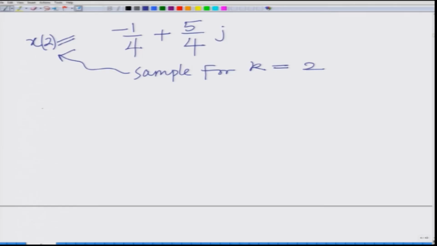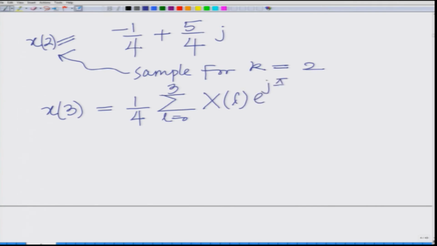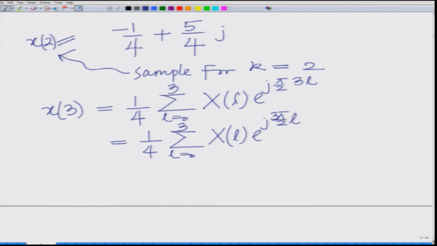Similarly, I think we can do the sample small x3 corresponding to k equal to 3, just to be a little bit more explicit to illustrate how to compute these things, although I am sure that all of you can do this simple 4-point IFFT yourself. So, this is x of 3 equals 1 over 4, again summation L equal to 0 to 3 XL e power j pi by 2 times 3 times L, which is 1 over 4 summation L equal to 0 to 3 XL e power j 3 pi by 2 times L.